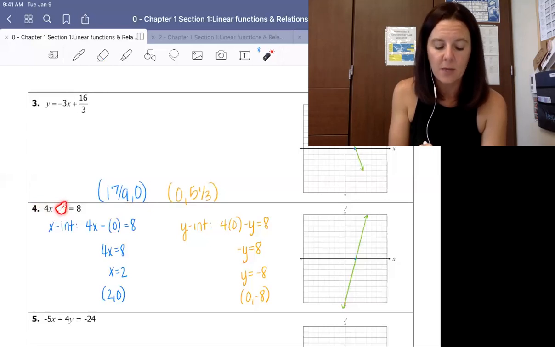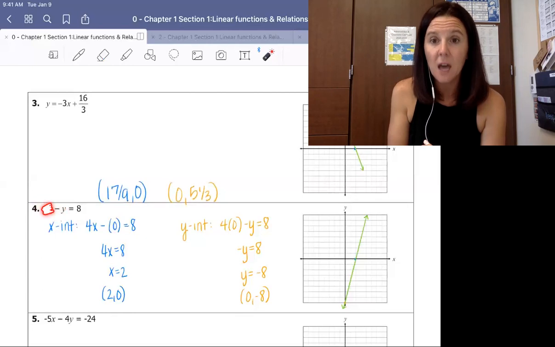I'm going to cover up that piece of the equation with the tip of my pencil or your finger or whatever you want to put there, and look at what's left. So we have 4x equals 8, solve for x by dividing both sides by 4. And then when we go to find the y-intercept, we do the same thing. We just cover up the x part of the equation, not the sign in front of y, because that's important, okay? So that's the cover up method.